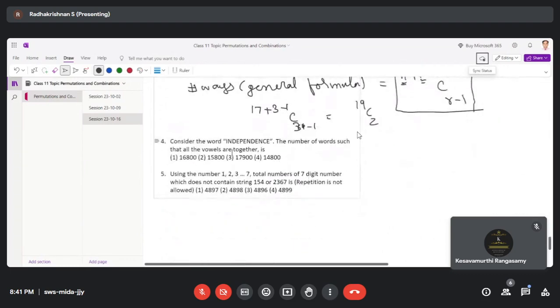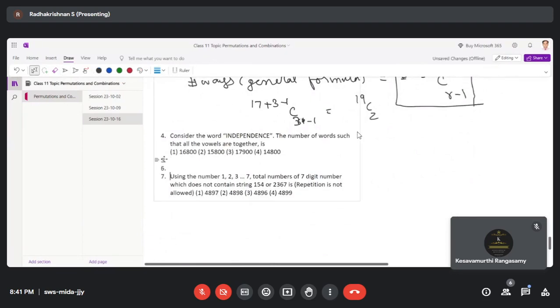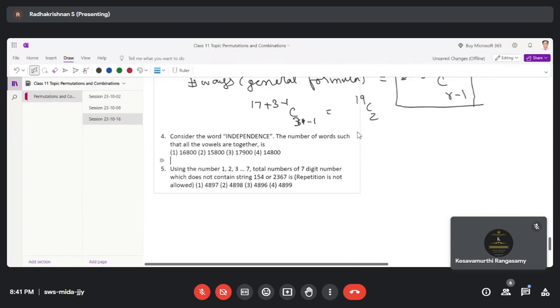Okay, so the next 2 problems, I think time is also running out, and I also want to give some exercise to you. I am sure you should be able to do this with whatever we have discussed so far today. Consider the word independence, the number of words such as all vowels are together. And again using the numbers 1, 2, 3 up to 7, total number of 7-digit numbers which does not contain these 2 strings, without repetition. So I want you to try these 2 problems.